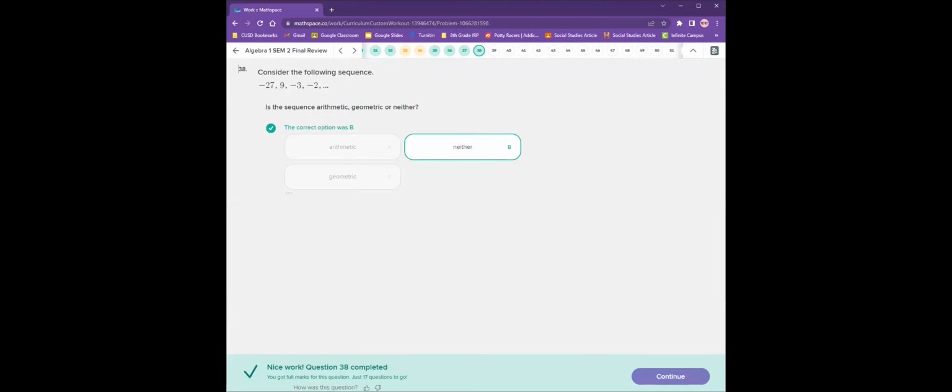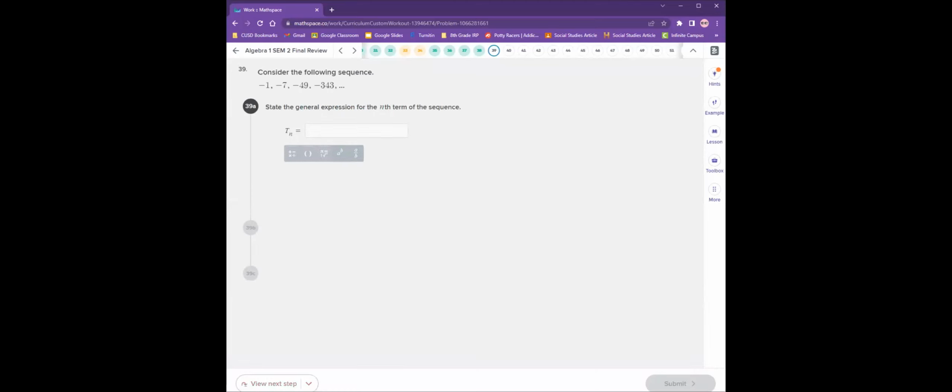What would that last term have to be to make it geometric? 1. Yes. Now we say the general expression for the nth term of the sequence. So T of n is growing by... There's a formula for geometric sequences. So it's times 7 each time, and that's the number that goes in parentheses.